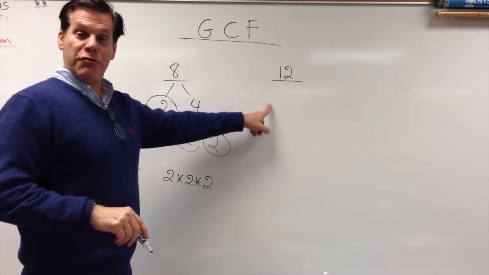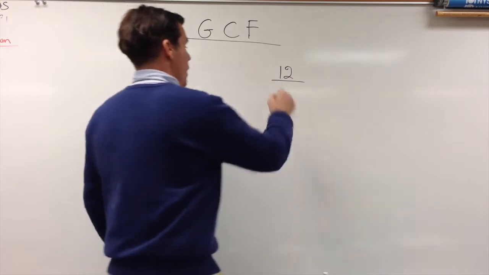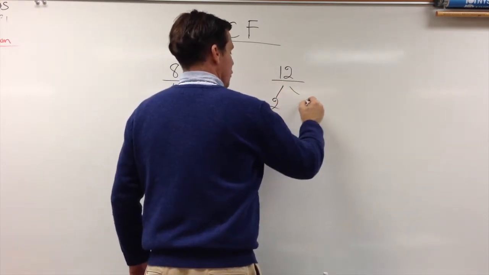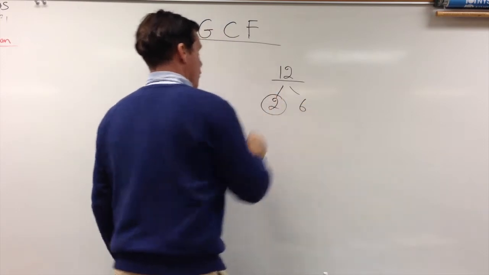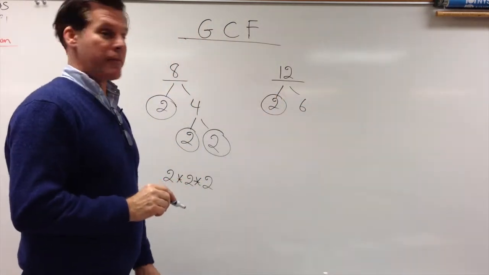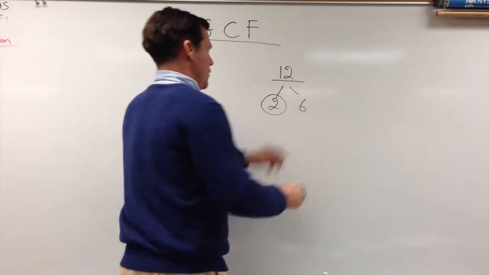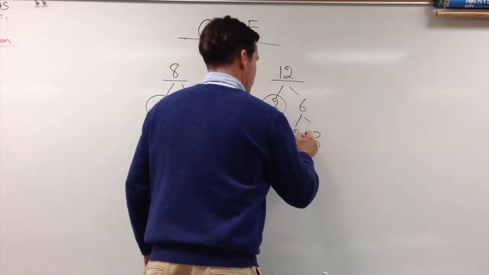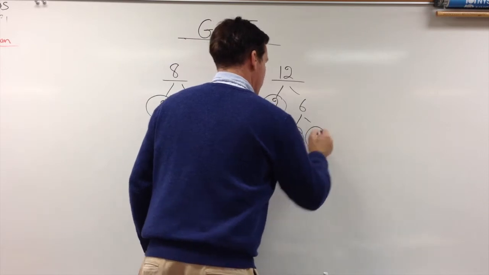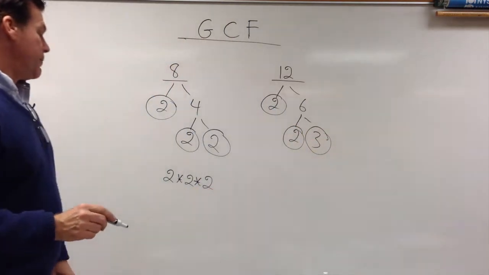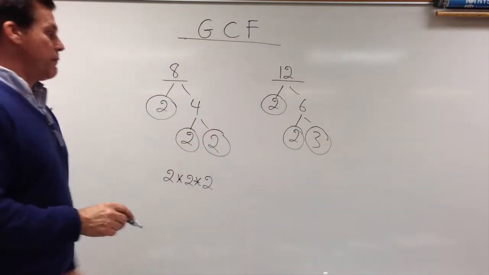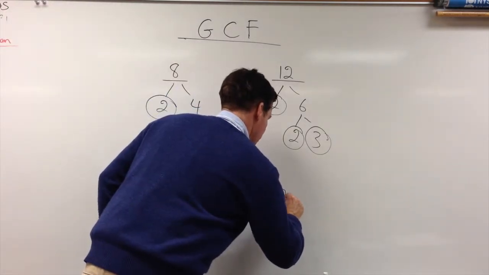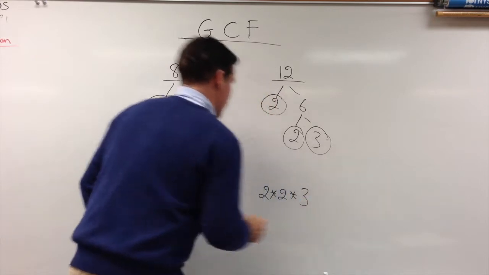Let's do the prime factorization for 12. 12 is equal to 2 times 6. That's a prime number right there. 6 is equal to 2 times 3. That's a prime number. That's a prime number. Okay? So the prime factorization for 12 is equal to 2 times 2 times 3.